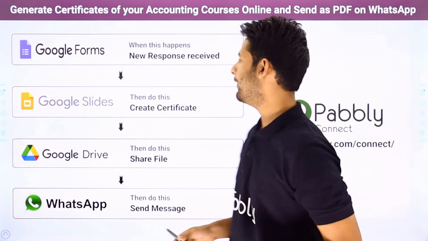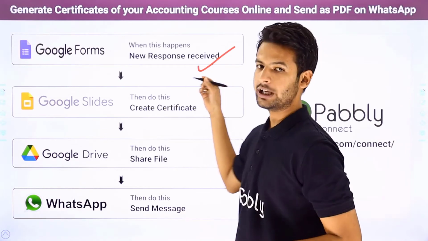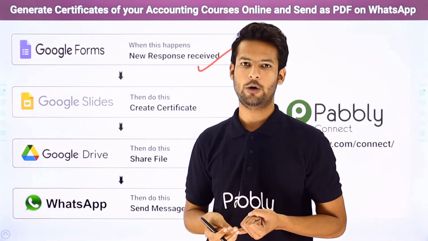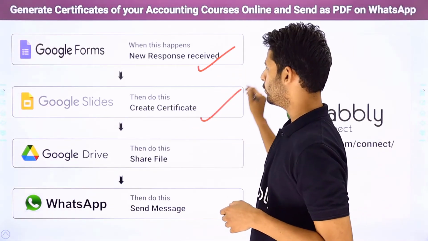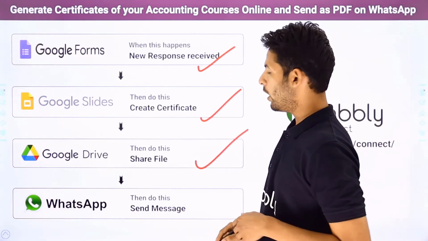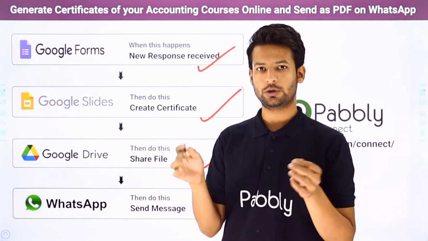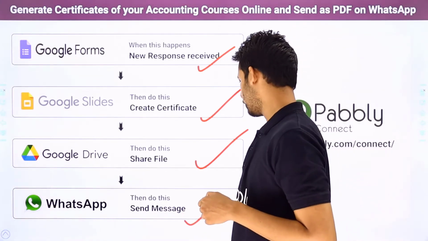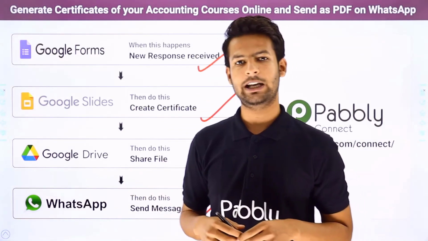So for that I have used 4 applications here. First is Google Forms to create online forms. I have used Google Forms here, but you can use any other platform like Pabbly Form Builder or JotForm, etc. Then I have used Google Slides to create the certificate of the student. Then I have used Google Drive to upload the certificate of every student in my folder which I have created. And lastly I have used WhatsApp. You know WhatsApp is a famous chatting app to send SMS and the PDF file to your students.